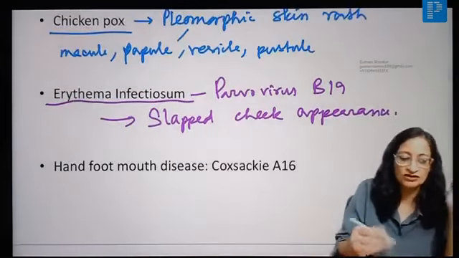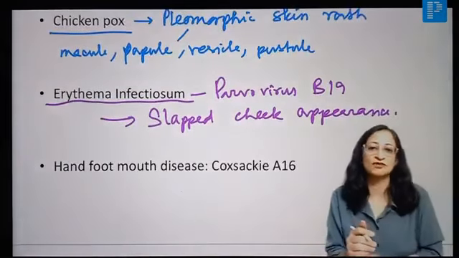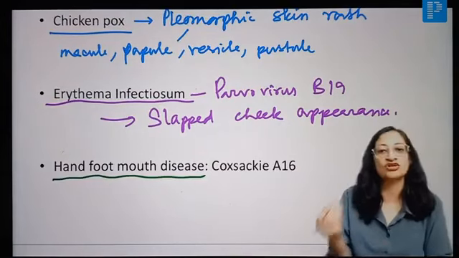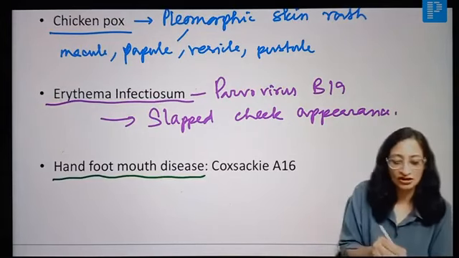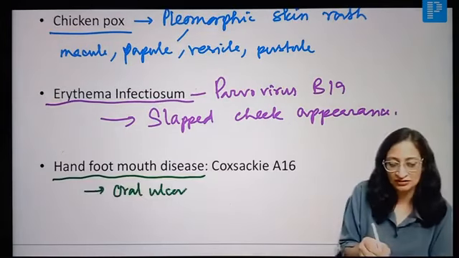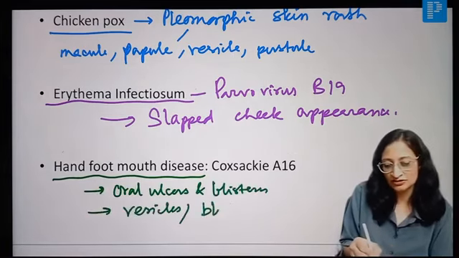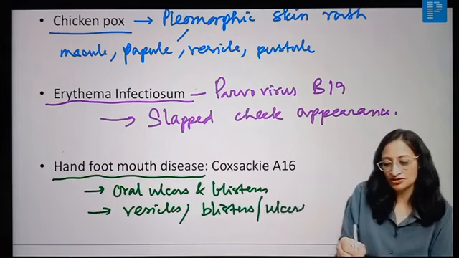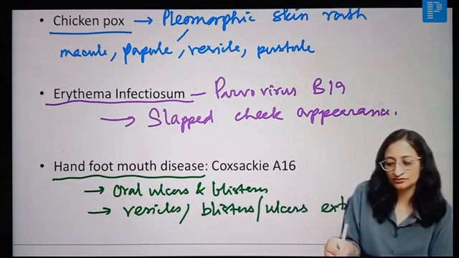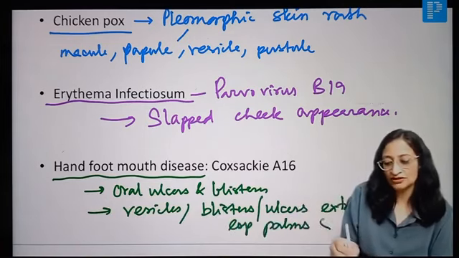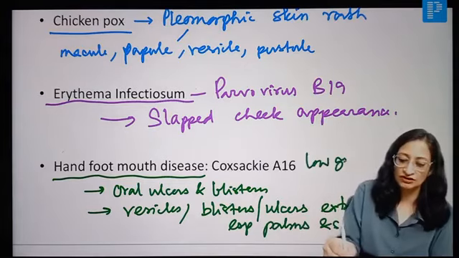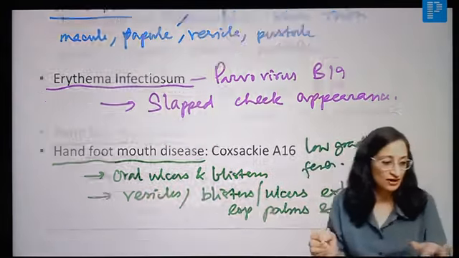Hand, foot, mouth disease, we all know it is a very common illness seen in school-going children. You must have heard in newspapers or from your family members. Hand, foot, mouth disease is usually caused by Coxsackie A16, but can be caused by other enteroviruses. You get oral ulcers and blisters, vesicles, blisters, and ulcers on the extremities, especially palms and soles, and low-grade fever. It is a self-limiting condition, which will resolve spontaneously, not to worry, right?